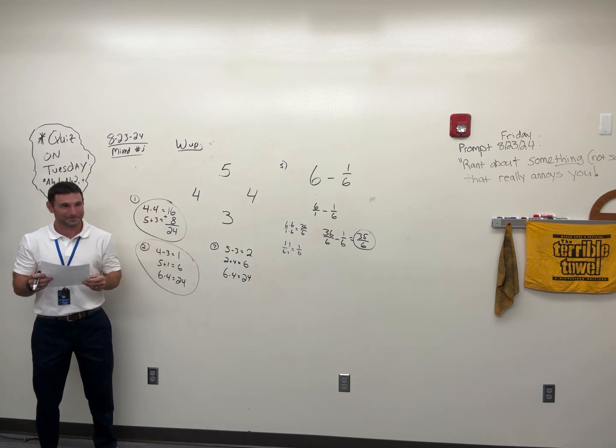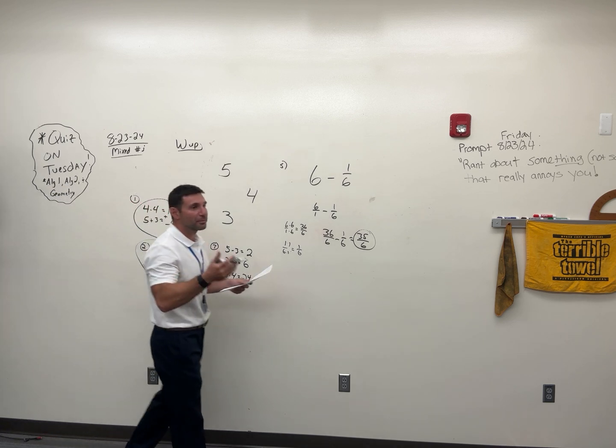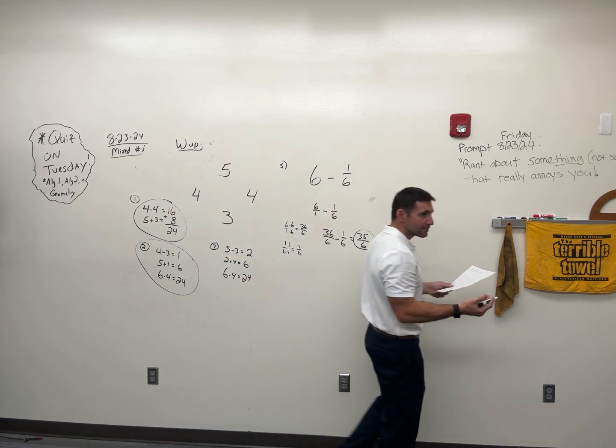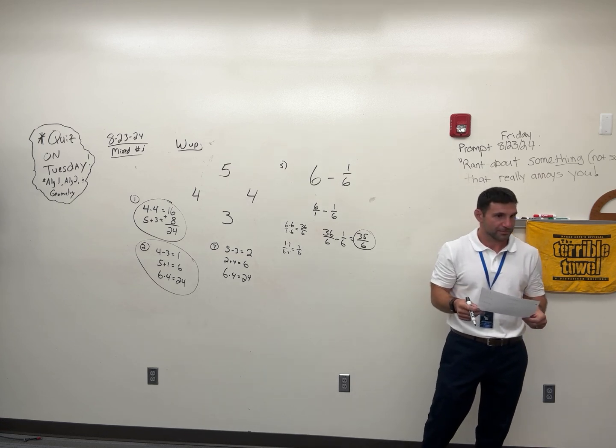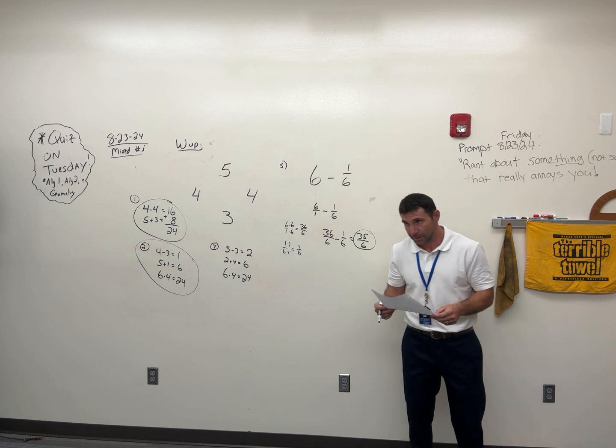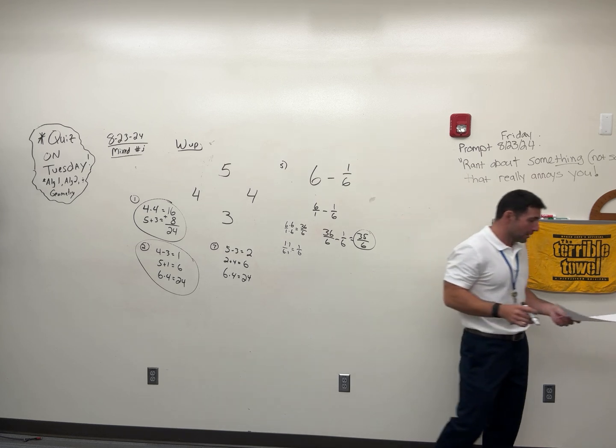Questions on number 5. Number 6. 1/2 minus 1/2 is 0/2. 0/2 is 0. Questions on this? Did anybody miss them? Okay.